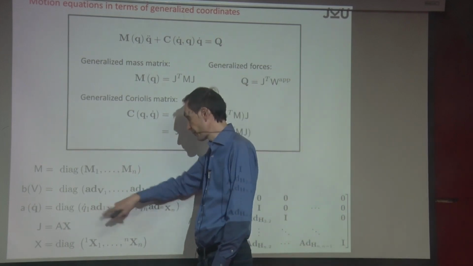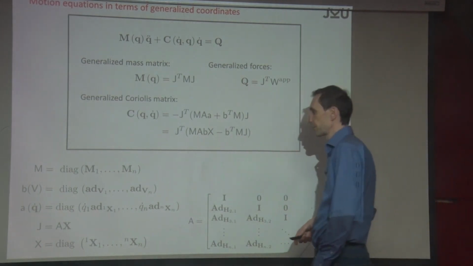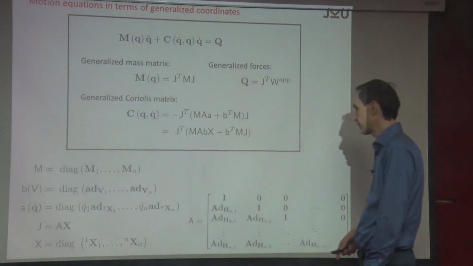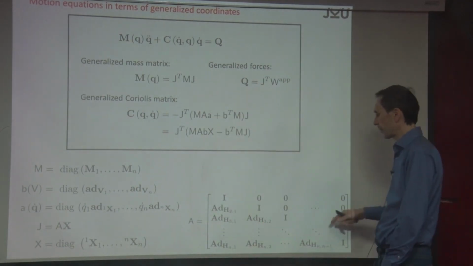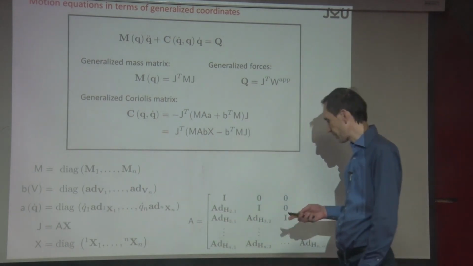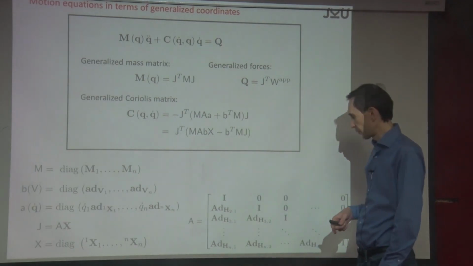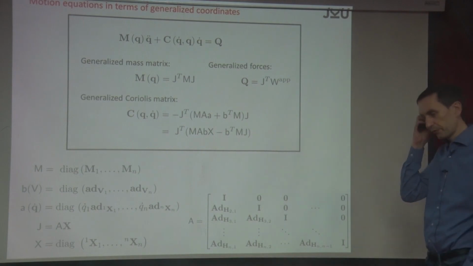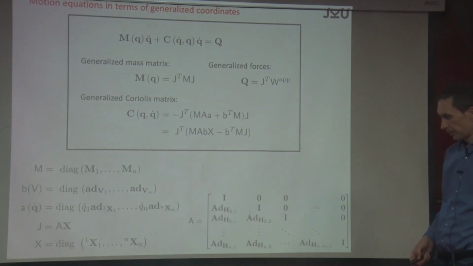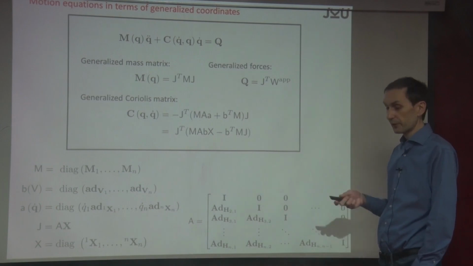And you construct the 6 times 6 matrix that we had this morning. Then you make this J, which is equal to AX. And the A matrix is just this adjoint, this triangular matrix here, with the adjoints of the relative transformation matrices from 1 to 2, 1 to 3, and so on. And then you have the equations. Then you're essentially there and you have the full set of equations.